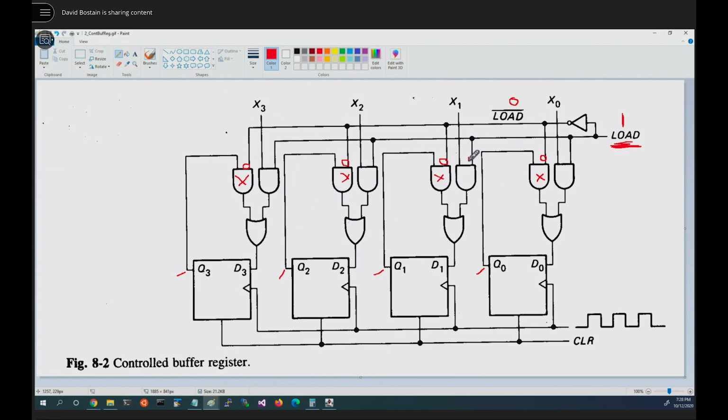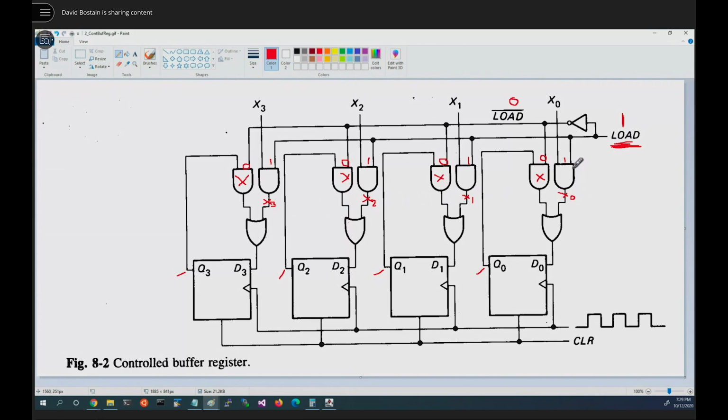However, that means all the other gates, the ones on the right-hand side, have a 1 coming in. That means that potentially they could have a 1 on their output if X was a 1. If X is a 0, they'll have a 0 in their output. So basically, they are allowing X to pass through. So we will see X3 right here, X2 right there, X1 right here, and X0 right there.